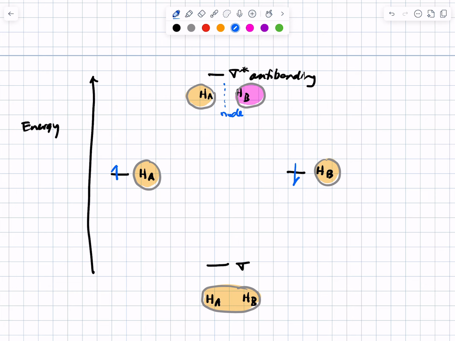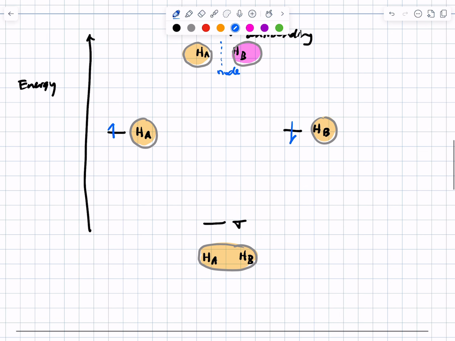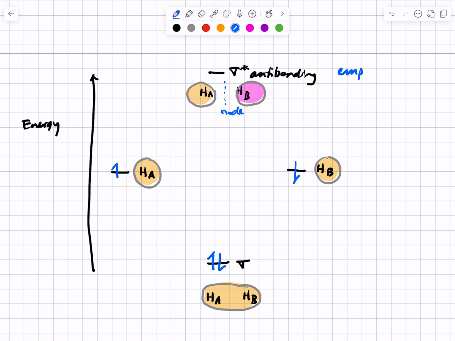Yes? So what causes the node in the antibonding orbital, and why would that be favorable? Why would electrons want to go there in the first place? You're right, they don't. These two orbitals are created by the fact that the two hydrogens come close together, but because each hydrogen only has one electron, we only fill the bonding orbital, and the antibonding orbital is empty.